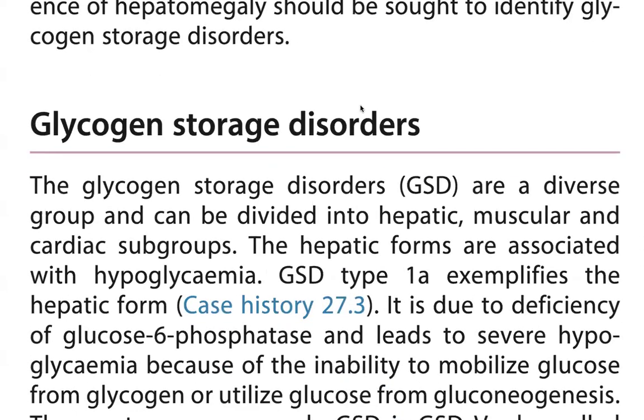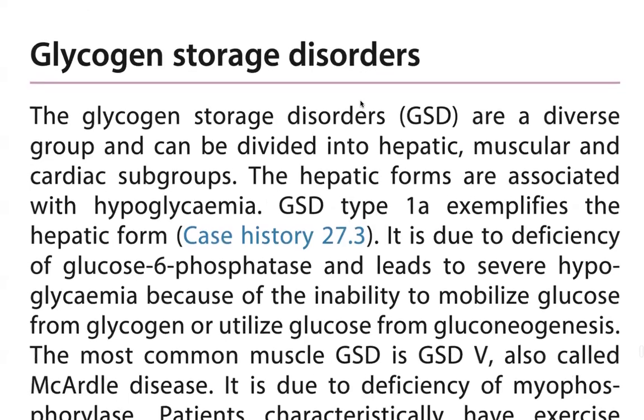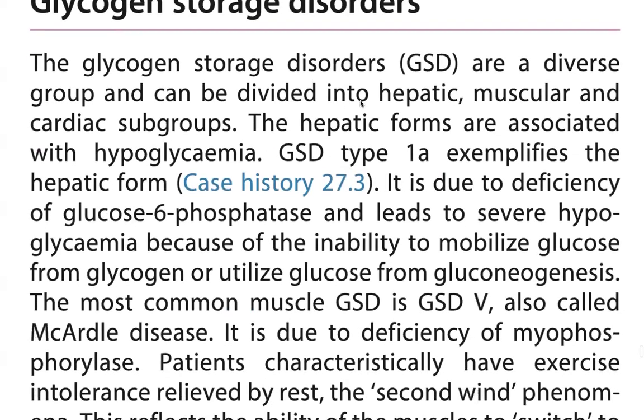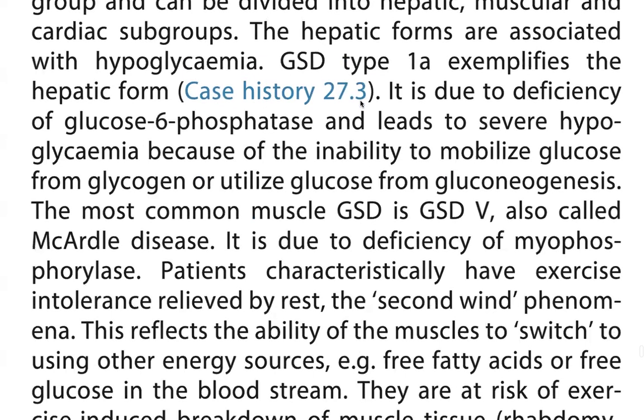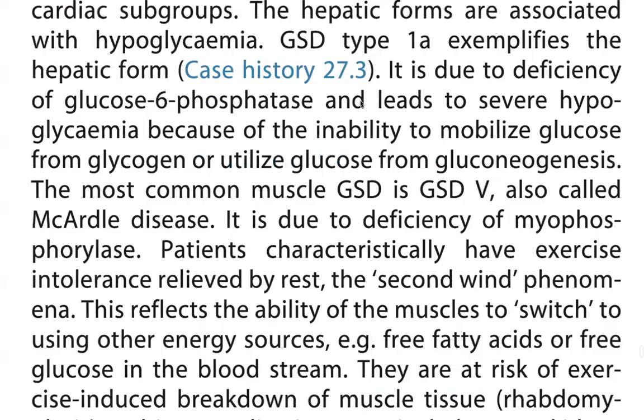Now, GSDs are a diverse group and can be divided into hepatic, muscular, and cardiac subgroups. The hepatic form is associated with hypoglycemia. GSD type 1A exemplifies the hepatic form. It is due to deficiency of glucose-6-phosphatase and leads to severe hypoglycemia because of the inability to mobilize glucose from glycogen or utilize glucose from gluconeogenesis.